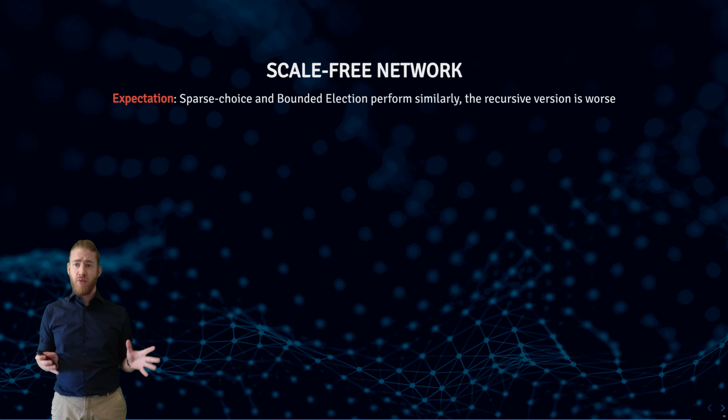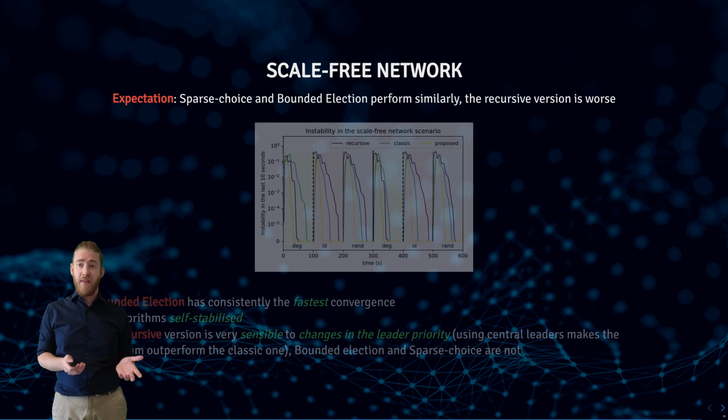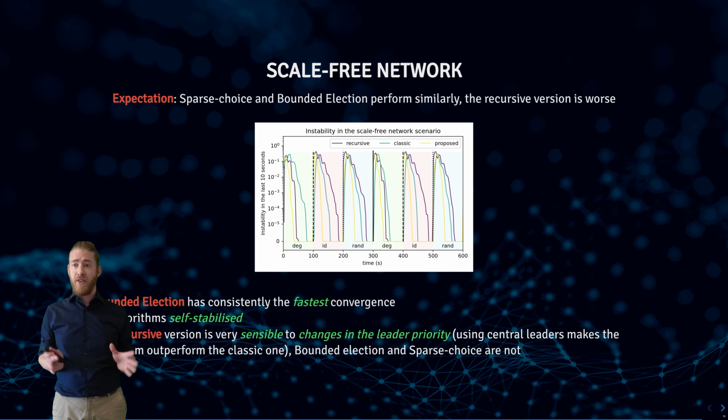Well, on scale-free networks, we expected sparse choice and bounded election to perform similarly, with the latter having an advantage where leader nodes were more central in the network, and we expected the recursive version to be the worst. We observe instead that bounded election outperforms the other algorithms in all the conditions. We also note that, although never proven to be self-stabilizing, the classic sparse choice always stabilizes in our experiment.